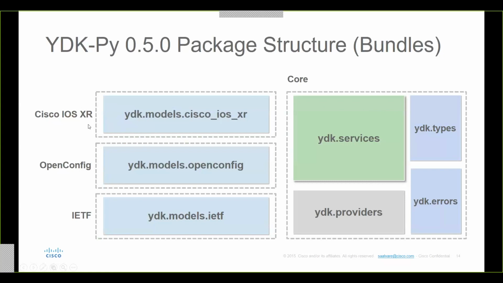You'll see an IOS XR bundle that has all the native XR models. You'll have OpenConfig and you'll have IETF. As soon as Nexus and IOS XE start to support their own native models, we will create additional bundles for them, okay?